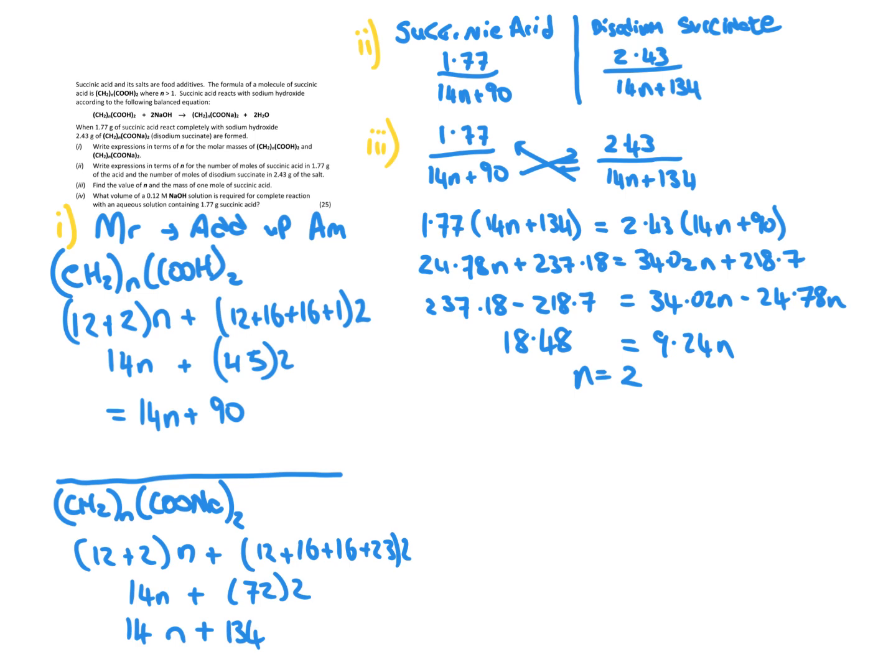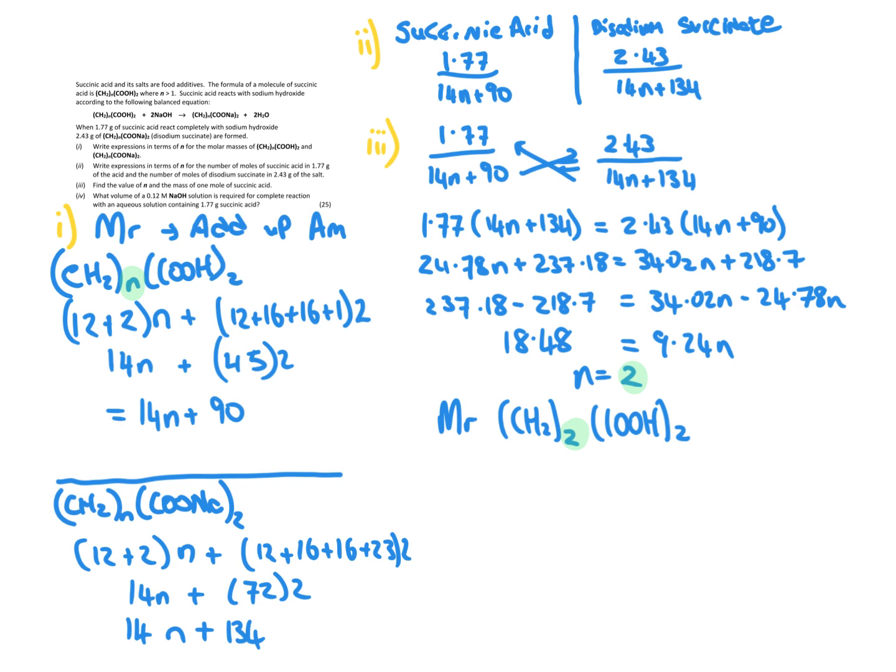So that's the first part of part 3 done, finding the value of n. Now I need to find the mass of 1 mole of succinic acid. We know that the mass of 1 mole of anything is its molecular mass. So I want to find the molecular mass of the succinic acid, which is CH2, now I know that the N value is 2, by COOH2. I know that because I figured out this is the formula for succinic acid in terms of N, and I know N is 2. I might highlight those in a colour for you so you can see that's where the value of N is coming from, because I've just figured it out.